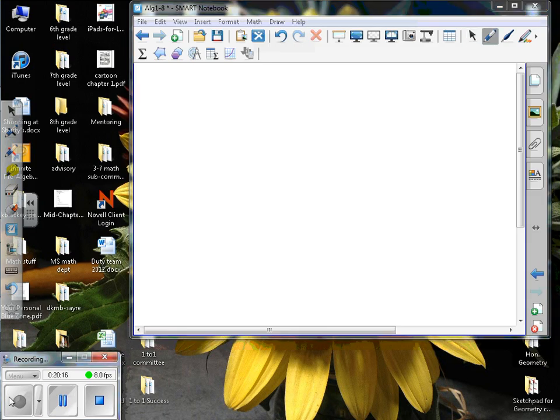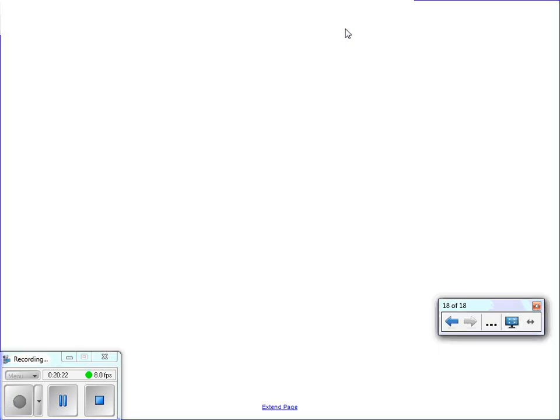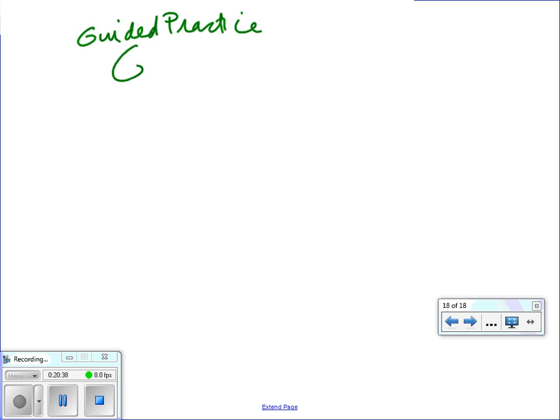Okay, so for your last guided practice, let me increase this. Your last guided practice, right? I didn't photograph this, so I'm going to write it by hand. Oh gosh, do not like the orientation. The guided practice number 1 that we did in that first graph, okay?